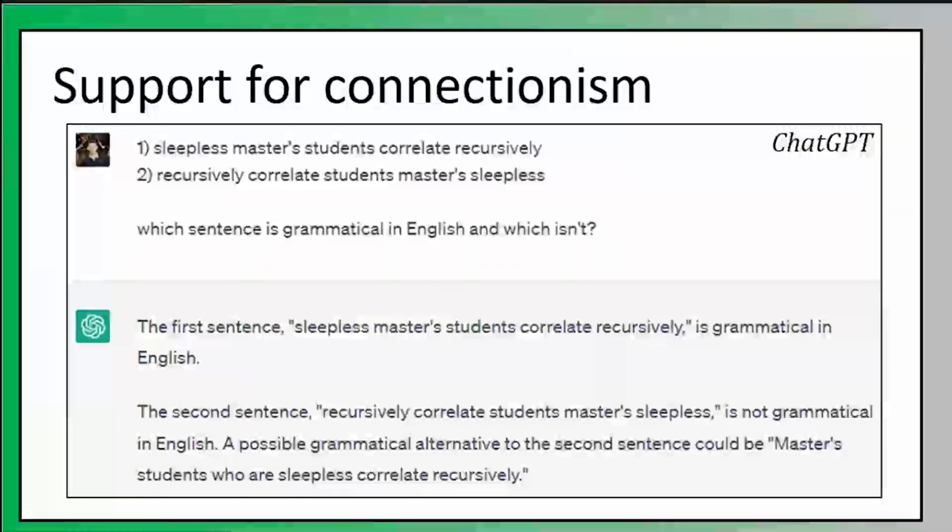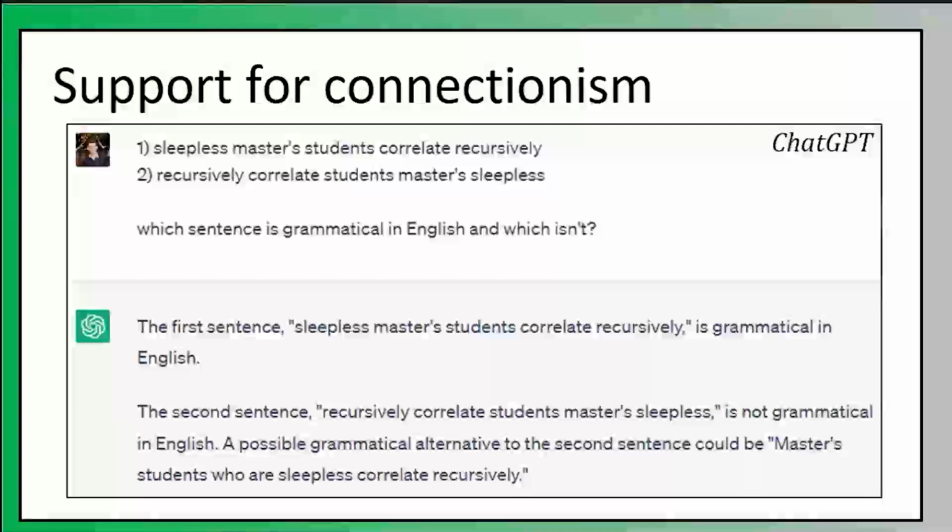I gave two sentences. "Sleepless master students correlate recursively," or "recursively correlate students master sleepless." Which one didn't sound good? The second one is meaningless, right? I broke the syntax. The first one is also meaningless, but it's syntactically accurate. And this is exactly the colorless green idea sentence.